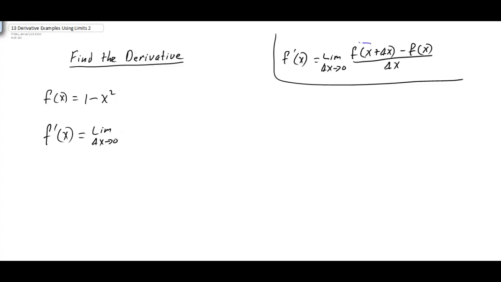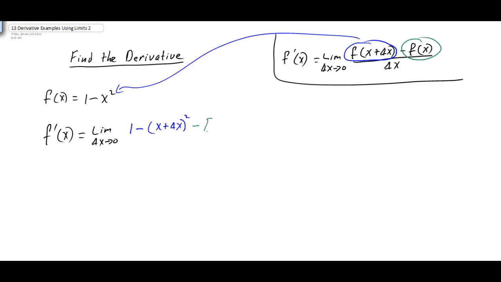of f of x plus delta x, and again that means we're going to take all of this and substitute that in for x. So we're going to get 1 minus, and be careful here with the negative, so we have parentheses x plus delta x quantity squared minus f of x. So we're going to subtract away the whole function, so that's minus brackets 1 minus x squared.